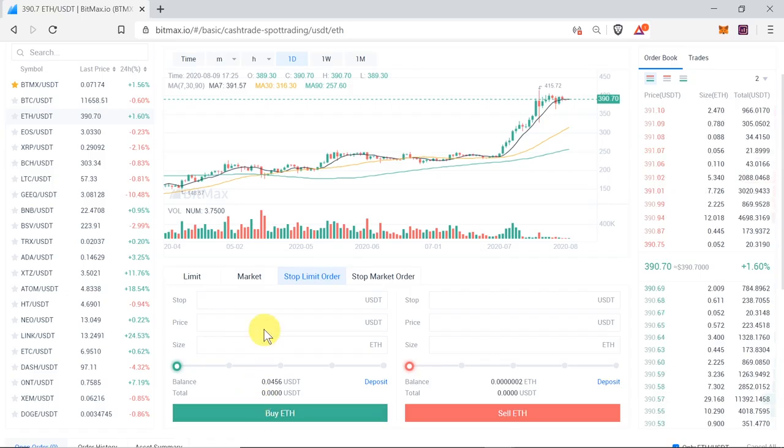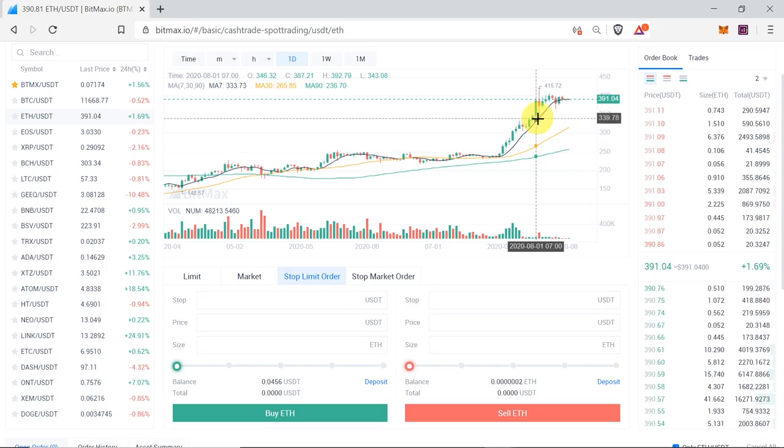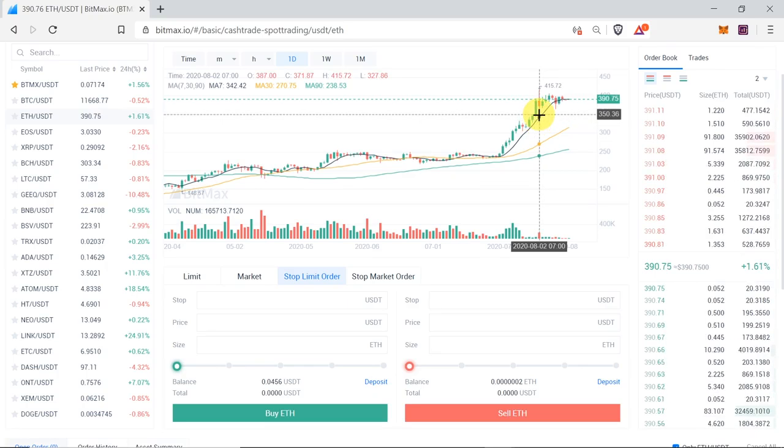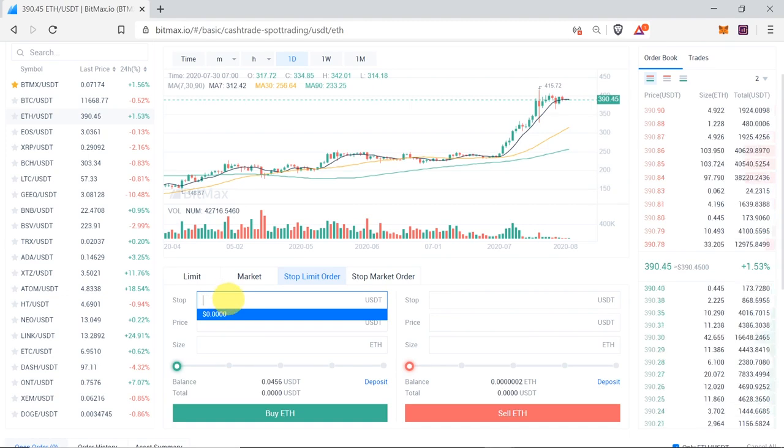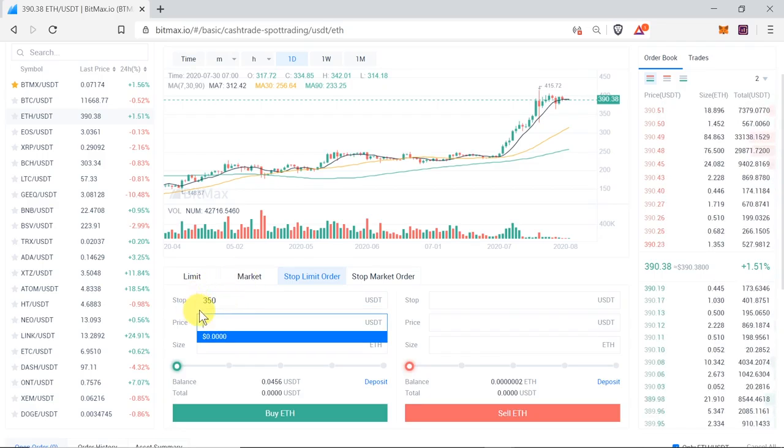So if we are buying Ethereum, let's work on the same example as before. Let's say we believe the price of Ethereum will go down to $350. So if we believe that the price will go to 350, at stop price we would type in 350. That means that our order would be triggered when the last price of Ethereum hits 350. Then the price would be the price for which we want to buy Ethereum.